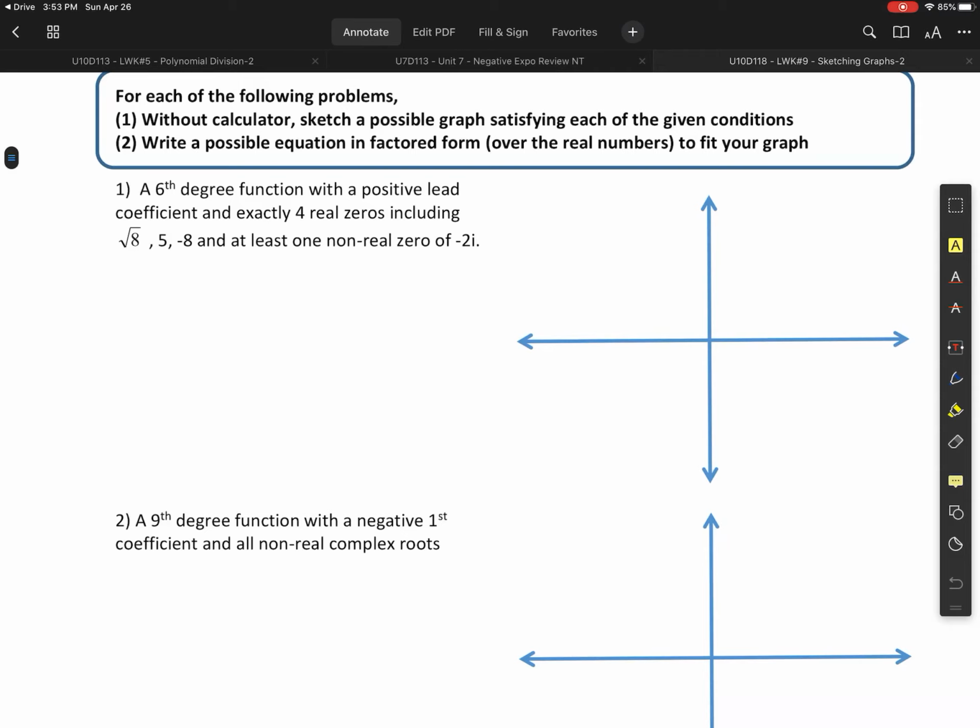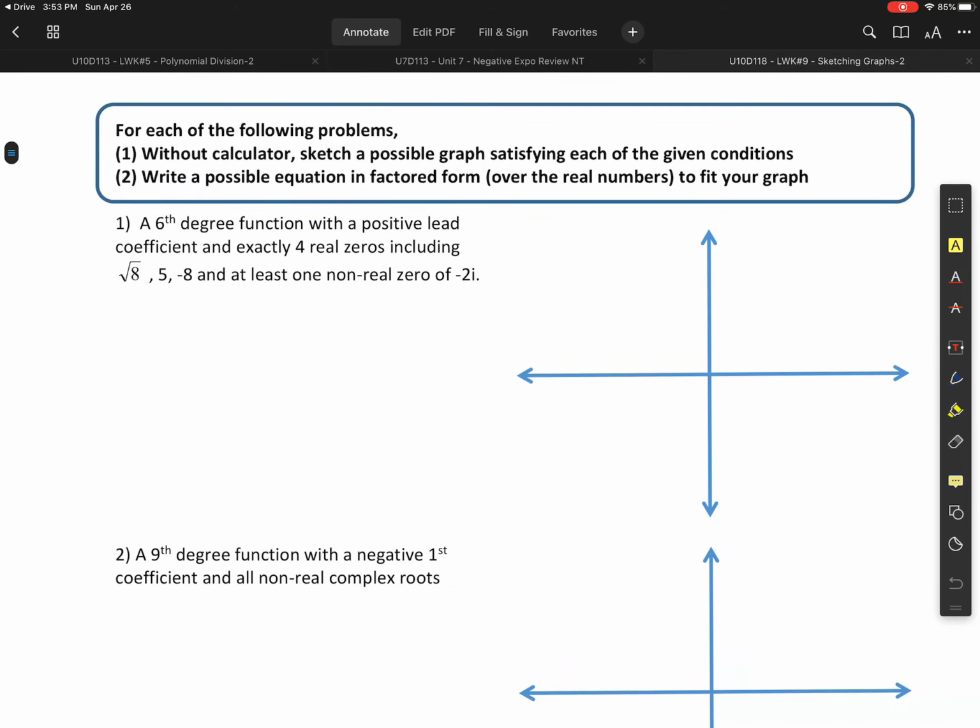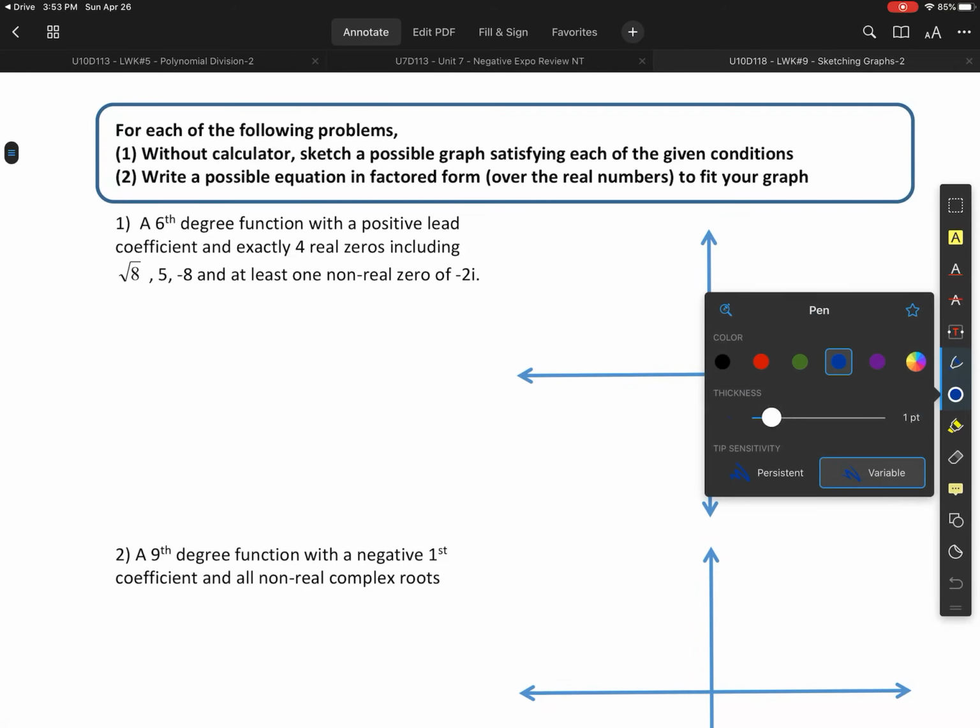Alright, today we're talking about sketching graphs, so just going to roll through a few of these and see how we're doing and kind of get some out there. Alright, so first key thing is we're looking at a 6-degree function.